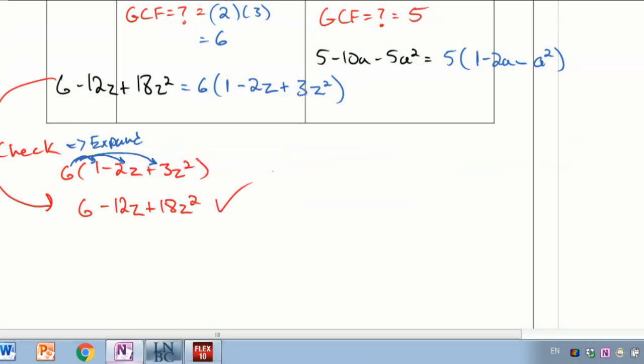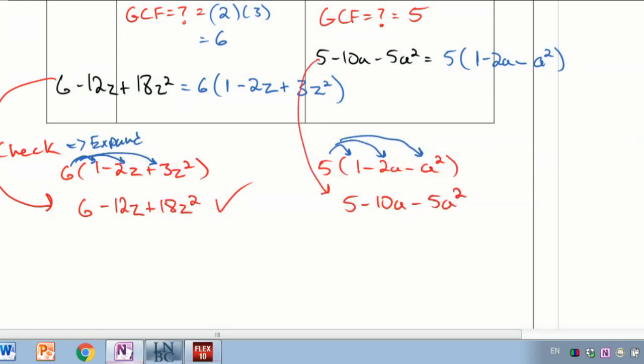On the other example here, I had 5 times 1 minus 2a minus a squared. If I were to expand this and multiply each of these things out, I'd get 5 minus 10a minus 5a squared. Is that what I started with? It sure is. So I know I've done that one correctly.